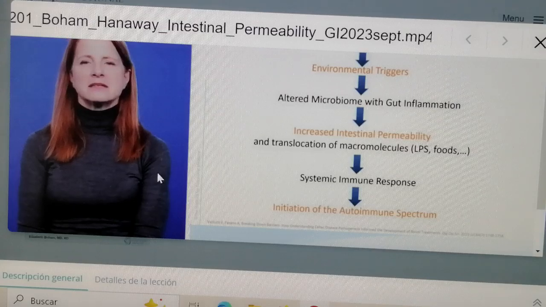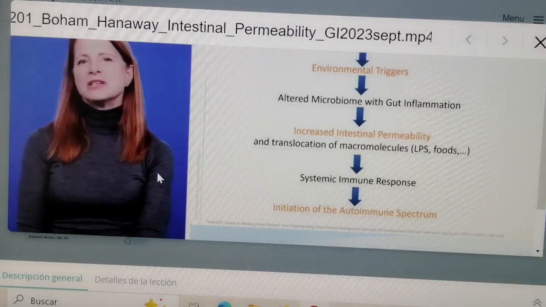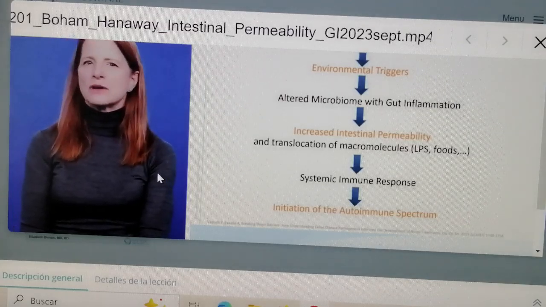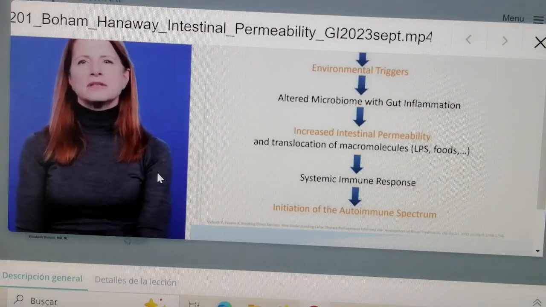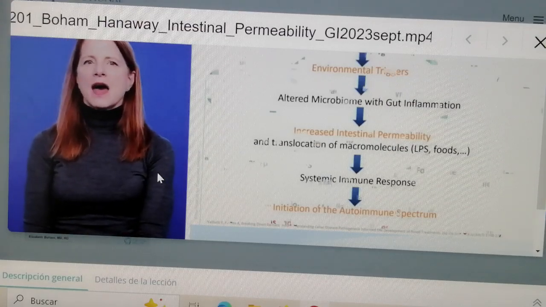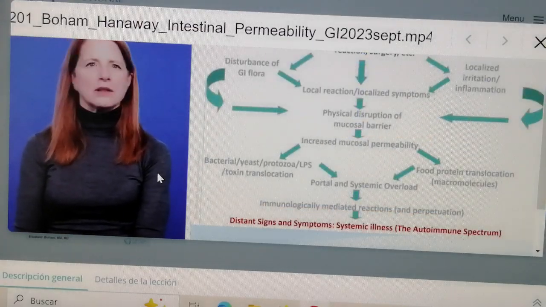Like celiac disease. So again, the triad: you've got the genetic predisposition, you've got some sort of a trigger, and you've got the increased intestinal permeability. And I work that through with my patients all of the time.